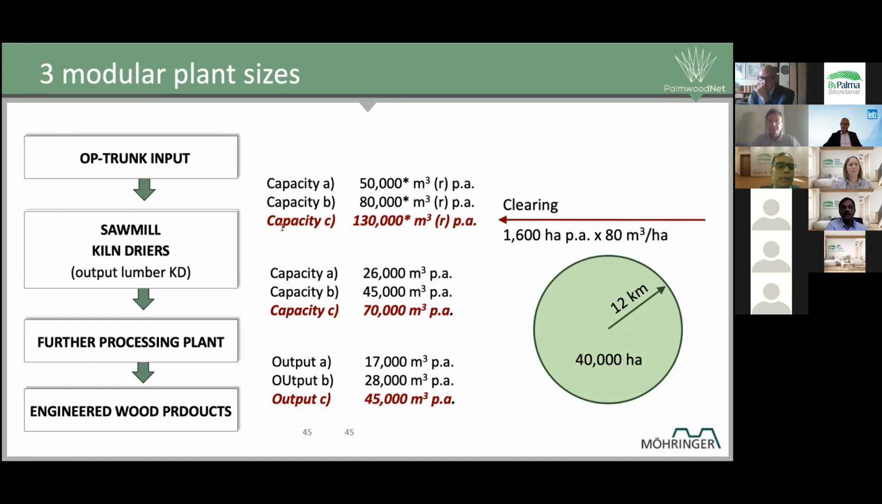Okay, thank you. So to get about 1,600 hectare per year, and this is the volume which we need to feed a capacity of 130,000 cubic meter per year. That comes to an output of between 17,000 and 45,000 cubic meter per year of pure OPT materials.